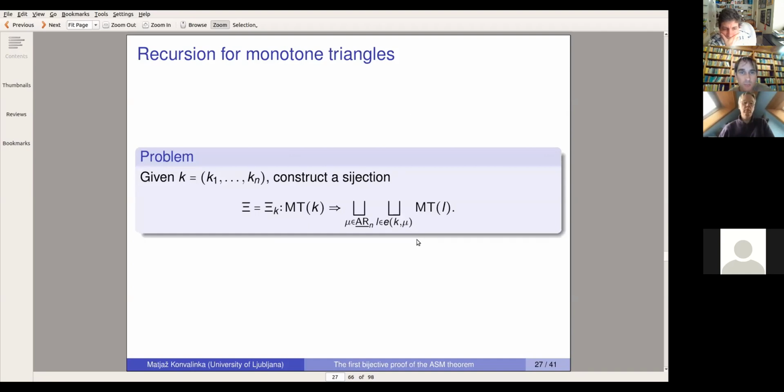And, well, this is a recursion, you can say, for monotone triangles. This is not too hard. So you have monotone triangles on the left, and then smaller monotone triangles on the right. And you can construct a bijection. And this is not too hard. This really means you have to find some sort of a sign reversing involution on the right-hand side and match the remaining elements. And this proves this.